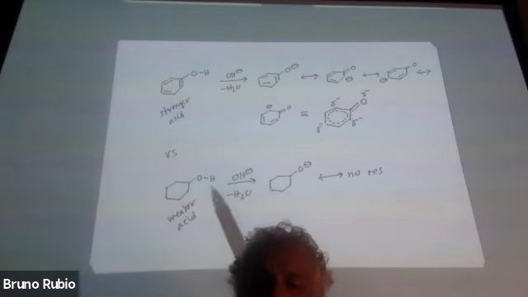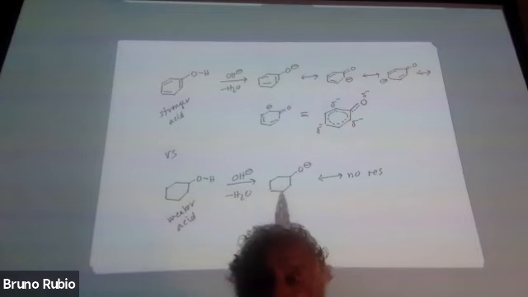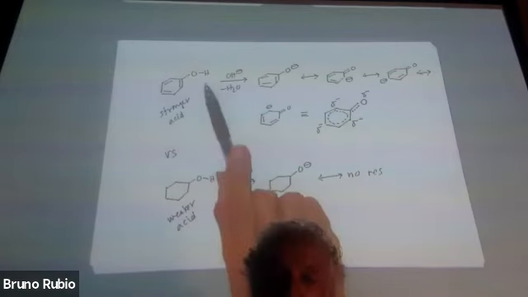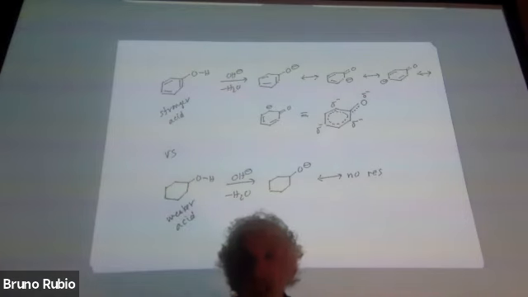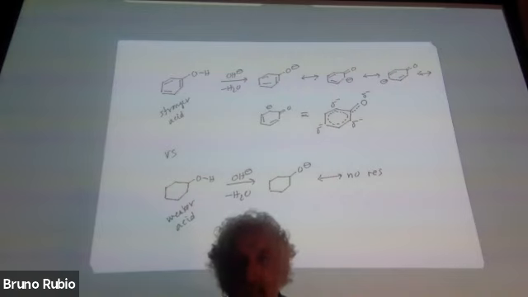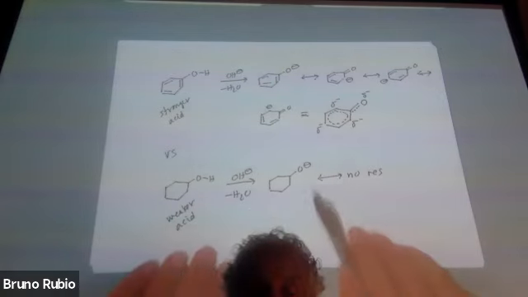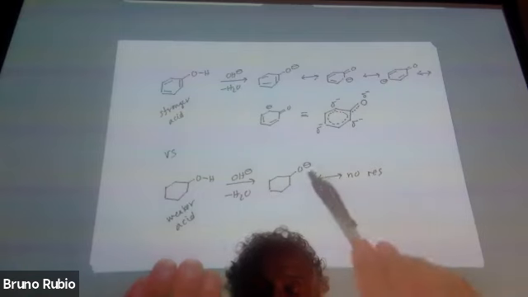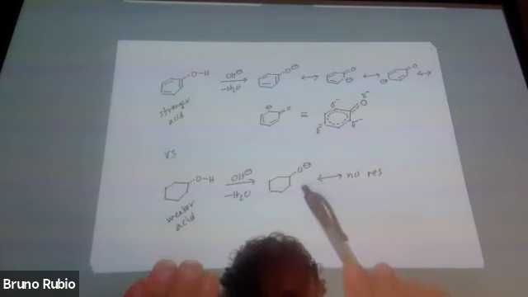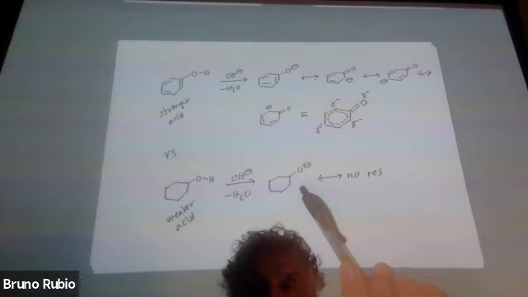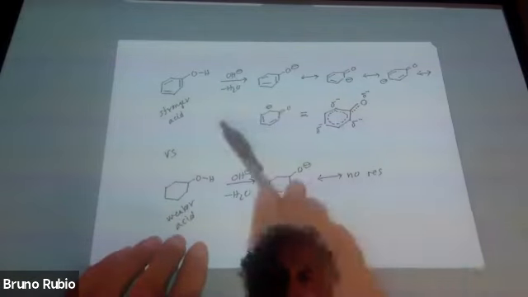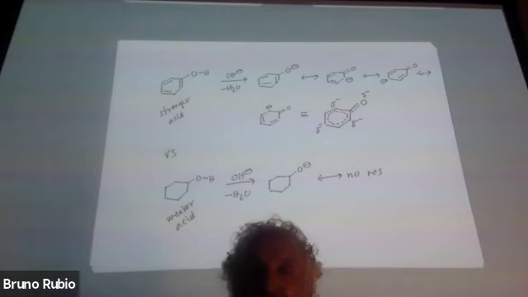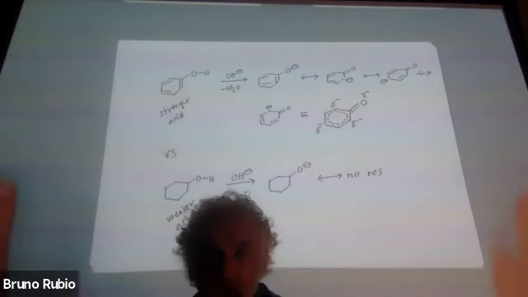So why would this proton want to leave in the first place? When it leaves, it's just going to generate something that is high energy and not stabilized. When this proton goes away, it's going to give you something that is resonance stabilized, that is enjoying the delocalization of that negative charge. Negative charge on this cyclohexanol base is stuck on that oxygen atom, whereas here it's all distributed around the whole molecule. That's a much more stabilized situation.